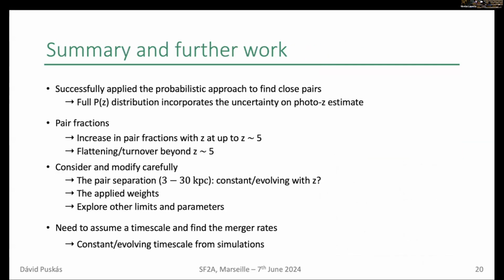So just to summarize, we successfully applied this probabilistic approach to look at the close pair fractions using the full photometric redshift distributions. And we find a slight increase in the pair fractions up to redshift 5. And after that, a flattening or potentially a turnover, but it's still a work in progress. And finally, by assuming a timescale, we can derive a merger rate. So thank you for listening.